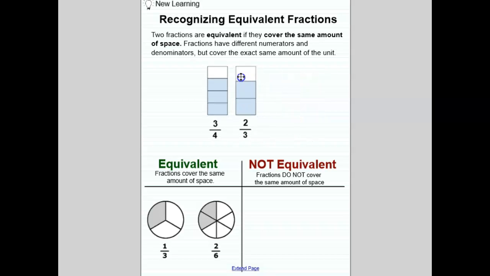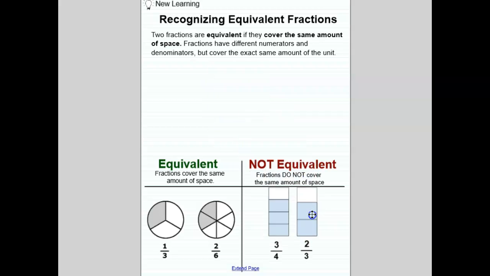Okay, are you guys ready to try one completely on your own? Pause the video and determine whether or not 3/4 and 2/3 are equivalent fractions. Fantastic. They are not equivalent because they don't cover the same amount of space. Do you guys remember what sign we use to show that two fractions are equivalent? We do use the equal sign. Great job, mathematicians. Okay, let's do a couple more, and then you get to practice generating equivalent fractions using your fraction circles.